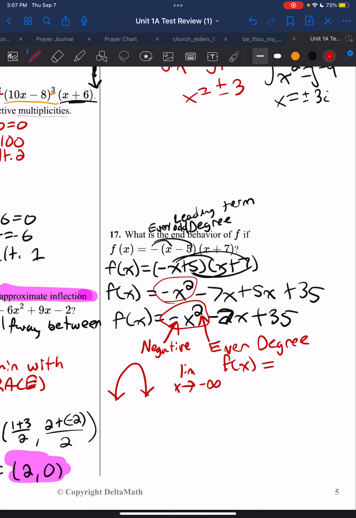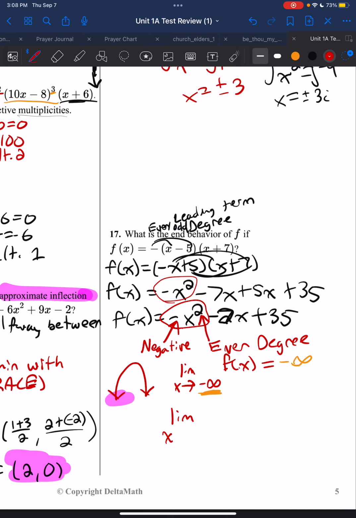is, so as x goes to negative infinity, as x goes left here, I'm looking at this guy right here. I'm going to negative infinity as well. And then same with even degrees, they always have the same one. So the limit as x goes to positive infinity of f of x is also going to be negative infinity. Okay. And you can refer back to the chart that we made on number 10, this chart right here.